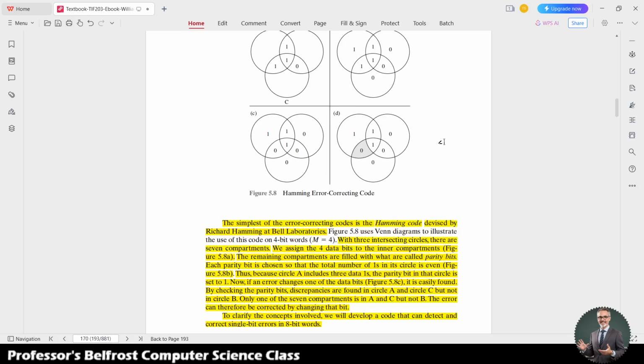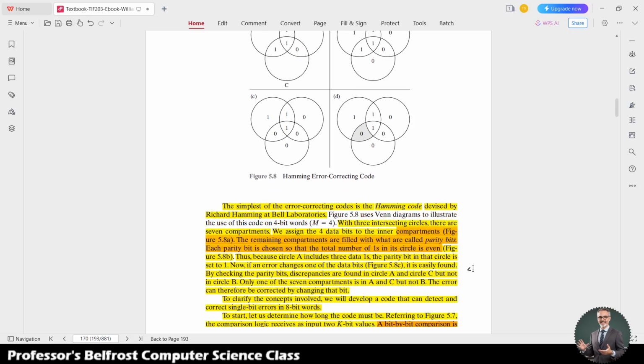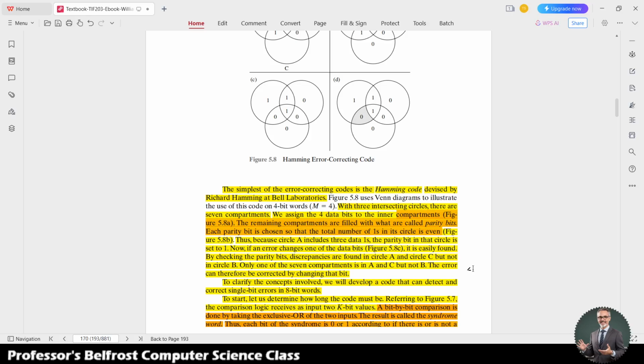So we have what is called the compartment for parity bits, and each parity bit is chosen so that the total amount of ones in a circle is even. Actually, there are two types of this. In one type the parity is even, and in the other type the parity is odd. But this book chooses the even one. We just stick to the convention.